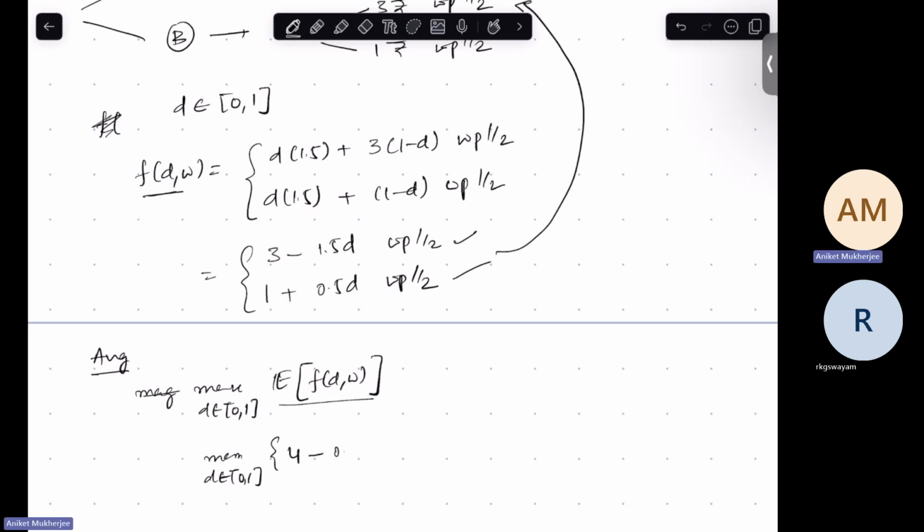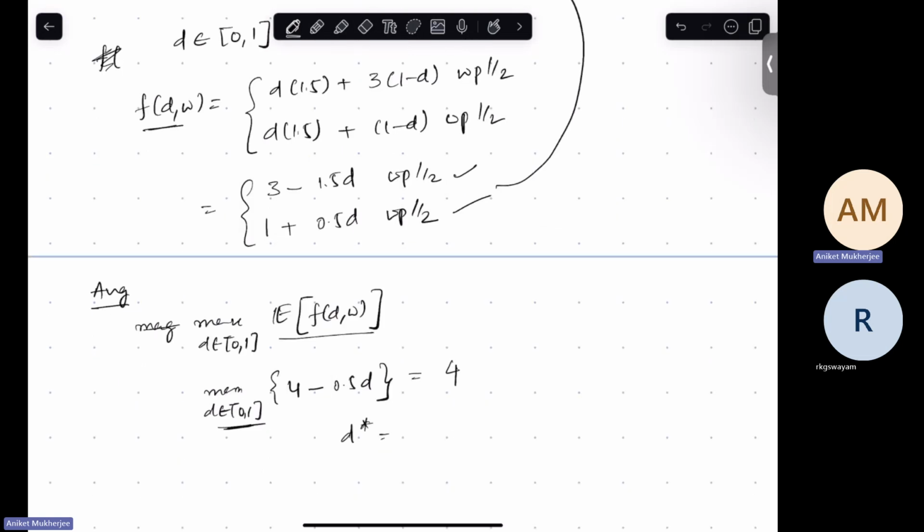minus 0.5D, right? Now, if D belongs to 0 to 1, then I'll get the max only if D is 0. If I put anything else, it will be less than 4. So the maximum value is 4, but it is attained at D star equal to 0. So what this is telling me is invest everything in B.